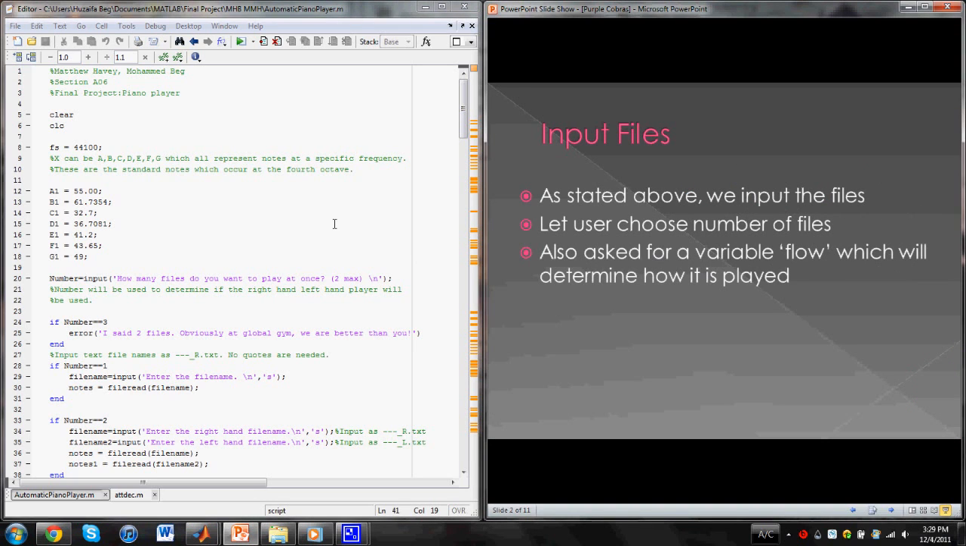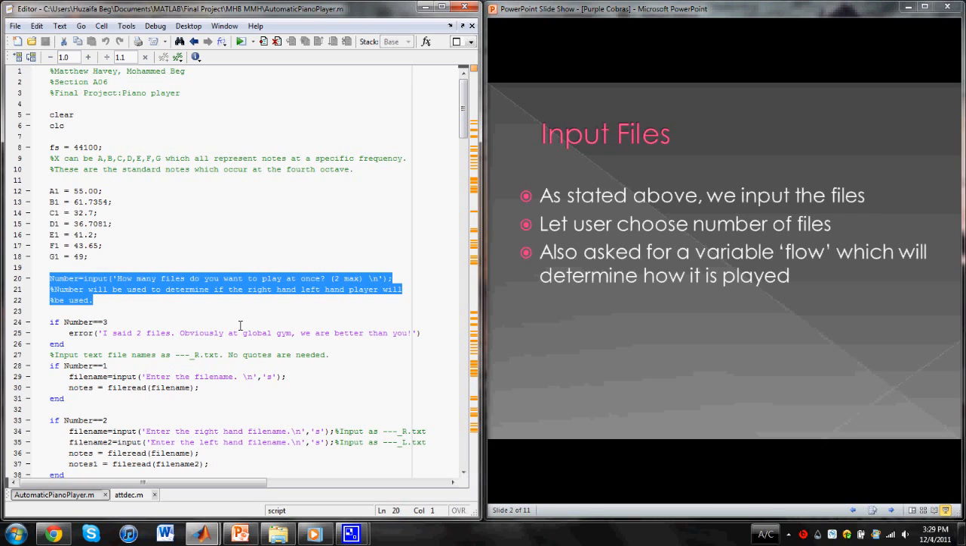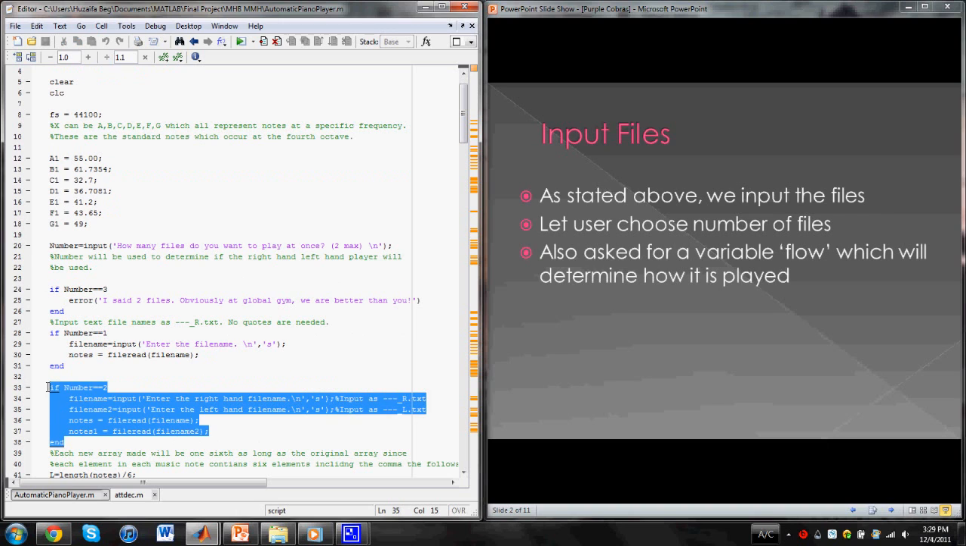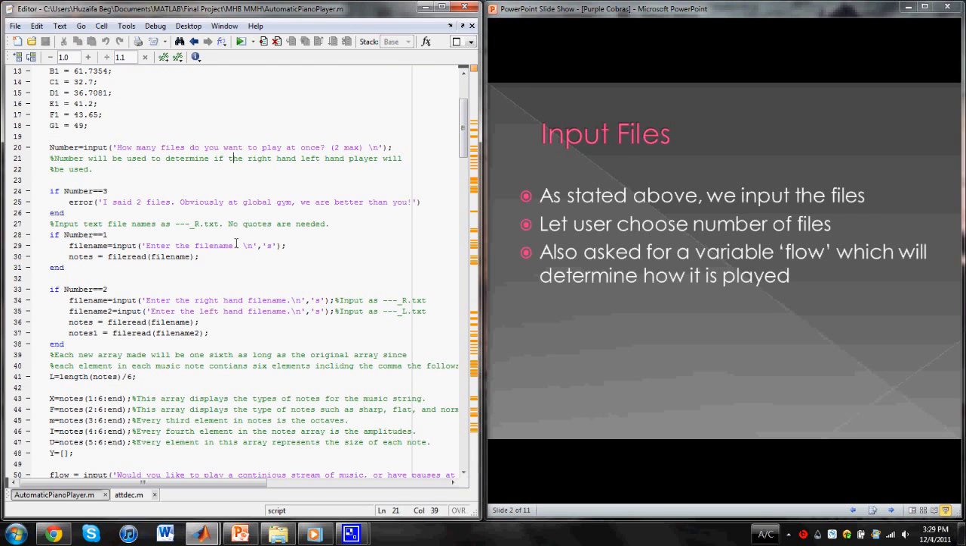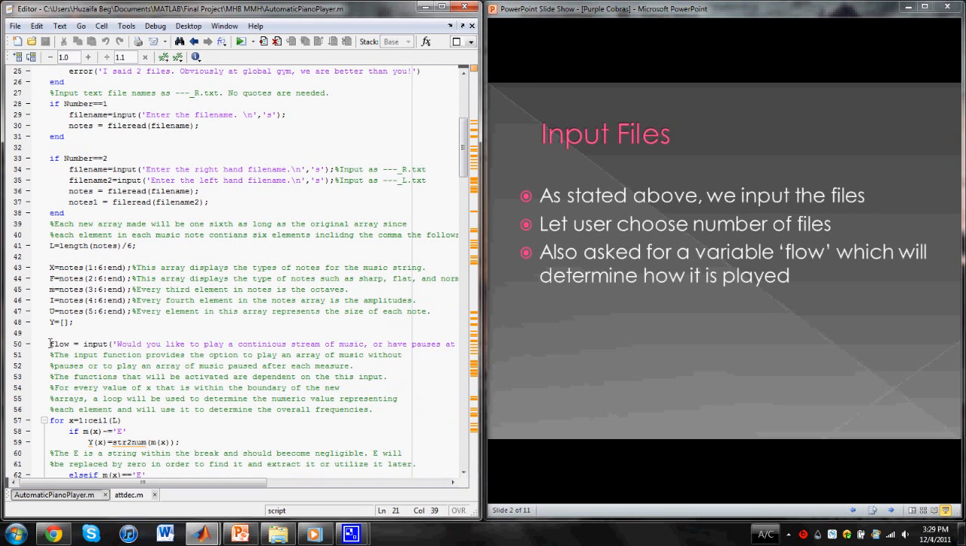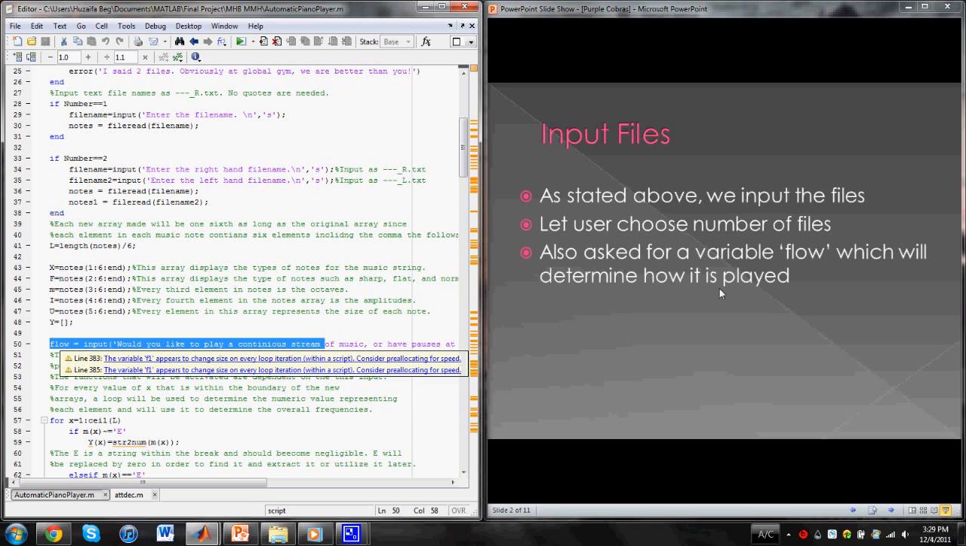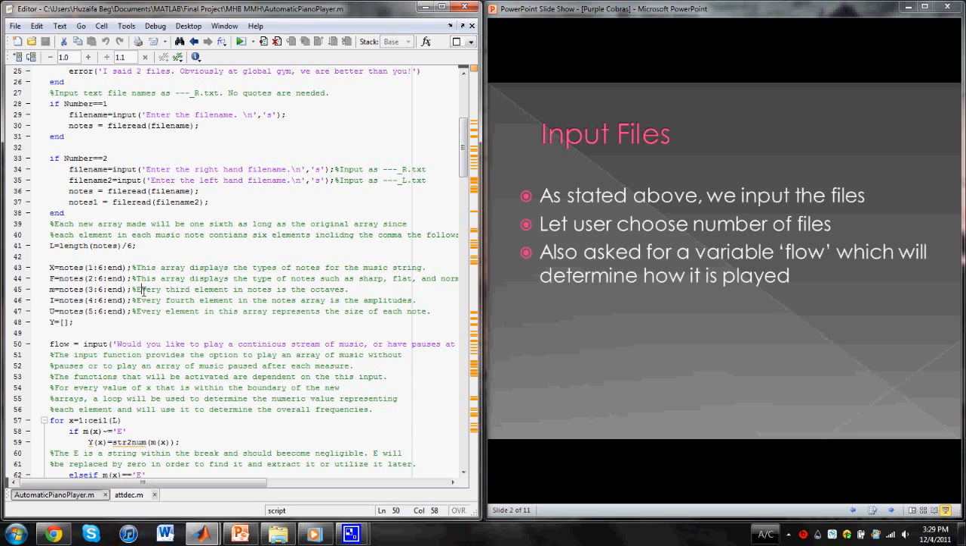So first we just asked you to input the files. Pretty simple. If you entered one file to input, we let you input one file. If you said you wanted to input two files for right and left hand playing, we let you input two files. We also asked you in the early beginning to assign a value called flow, which will either allow you to play a continuous stream of music or have pauses later on. It won't come into play yet, but we'll describe it later.